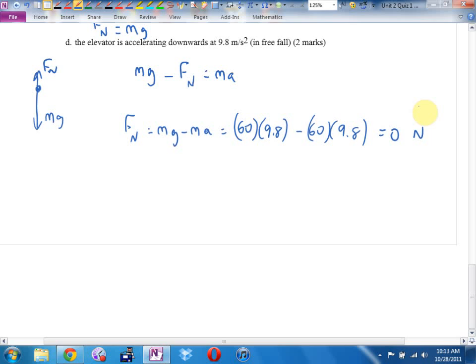This is what we call apparent weightlessness. True weightlessness is if you're floating in space away from any planets and there's no gravity, you're truly weightless. Apparent weightlessness is you have no normal force. Give yourself a score, please, out of 19.